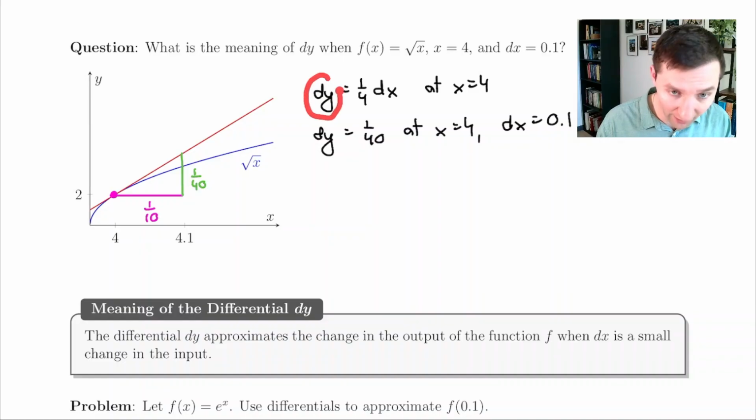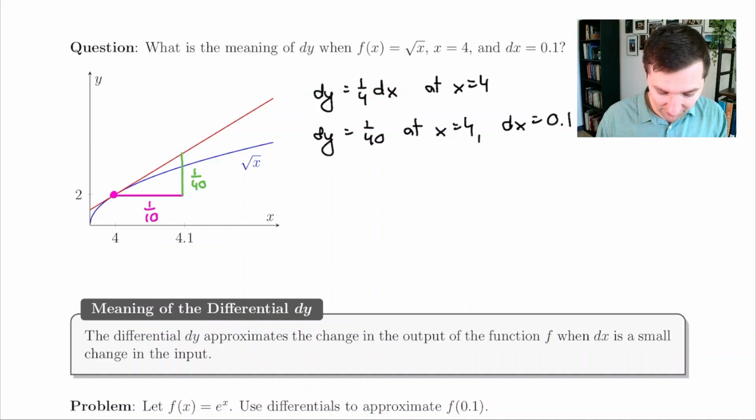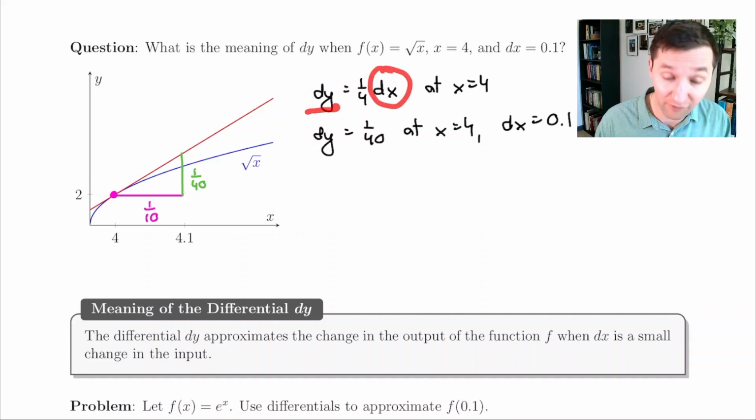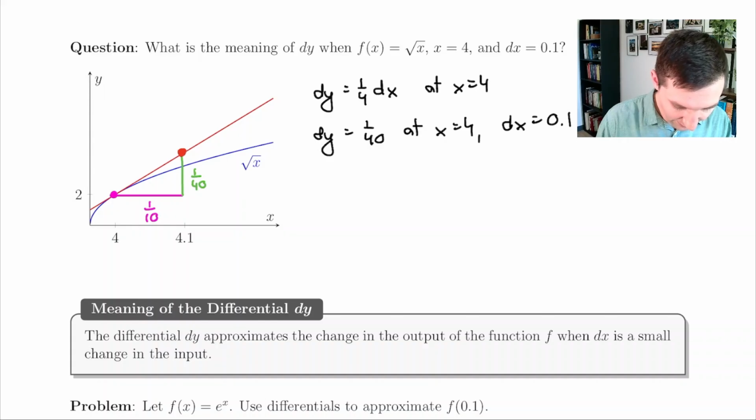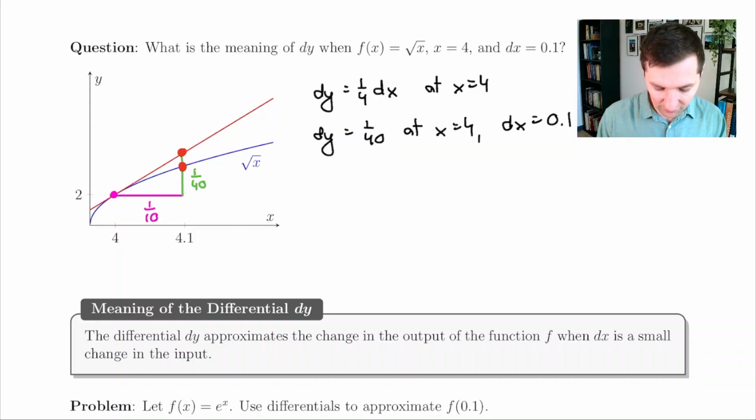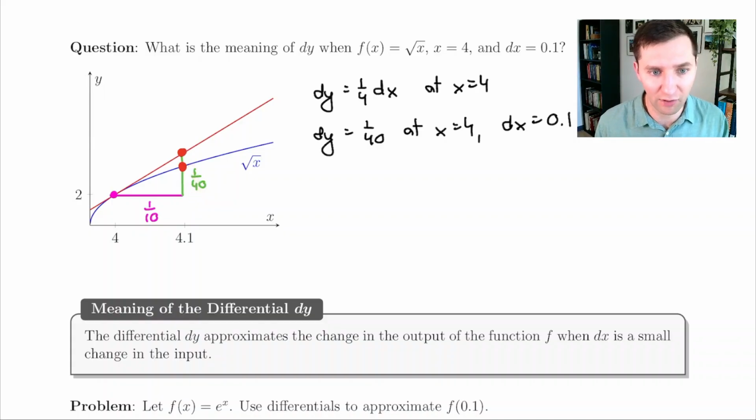When you compute dy, you compute the change in the value of the tangent line as dx stands for some change in the input. So if dx is 1/10, then the change in the value of the tangent line is 1/40. How is this useful? Note that the value of the tangent line at 4.1 is very close to the value of the function at 4.1. These two dots are very close to each other. Which means if dy is 1/40, then I can say that the actual change in the function was also very close to 1/40. It's not exactly 1 over 40, but it's close.